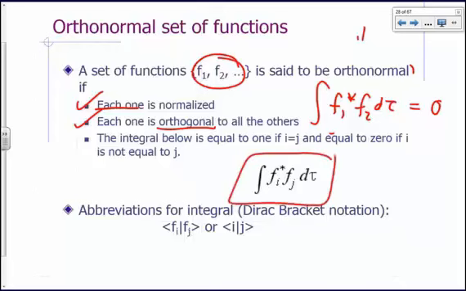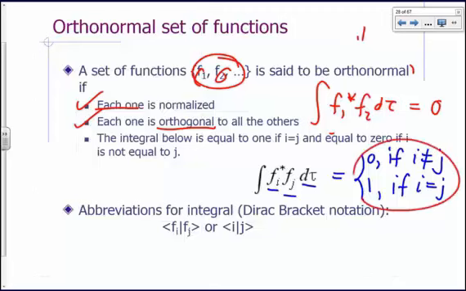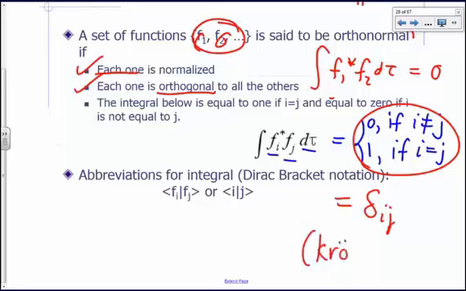We can summarize all of this with one expression. The integral of f sub i star f sub j d tau, where i and j can be any index, 1, 2, 3, 4, must be equal to 0 if i is not the same as j, or 1 if i and j are the same. This expression has a special symbol, delta ij, known as the Kronecker delta. Delta sub ij is equal to 0 if i is not equal to j, and equal to 1 if i is equal to j.